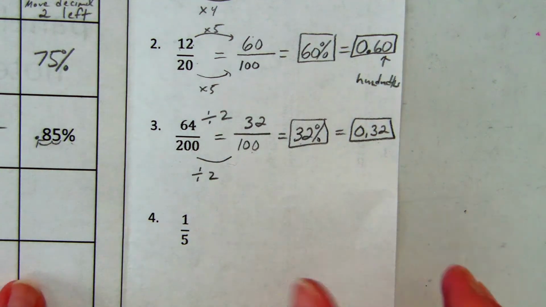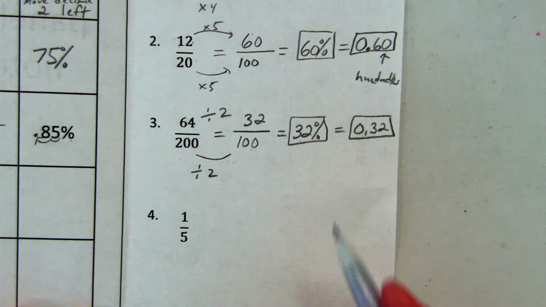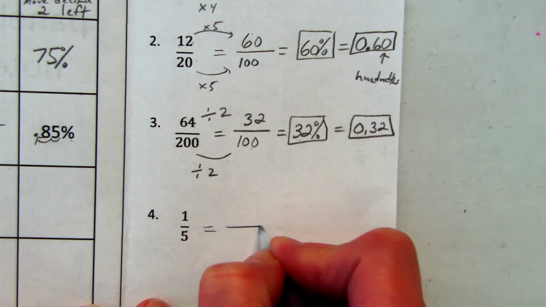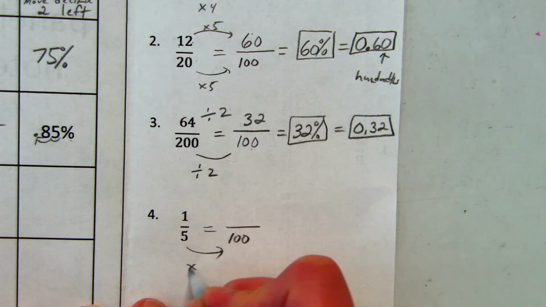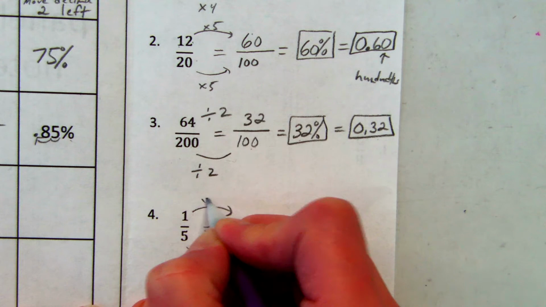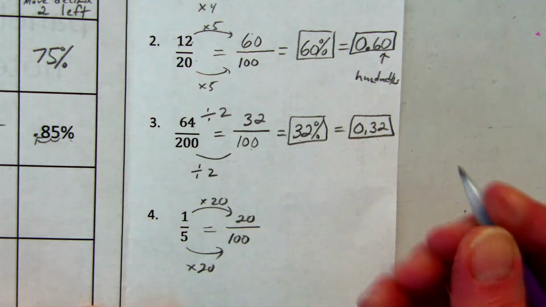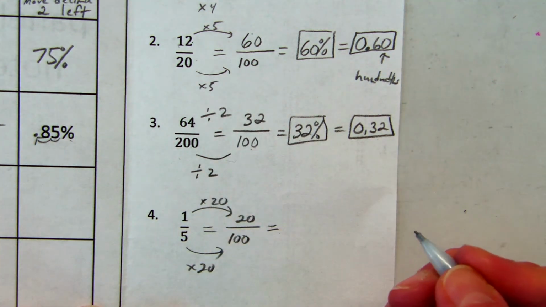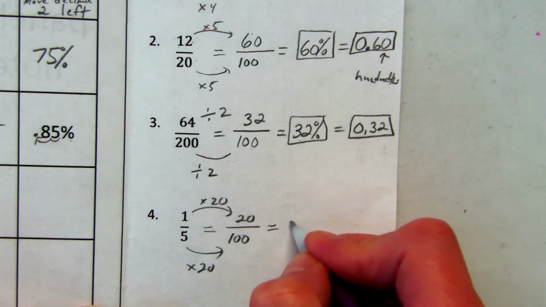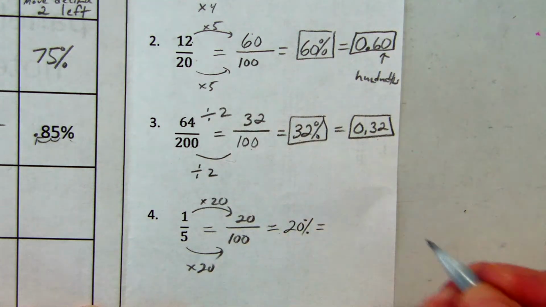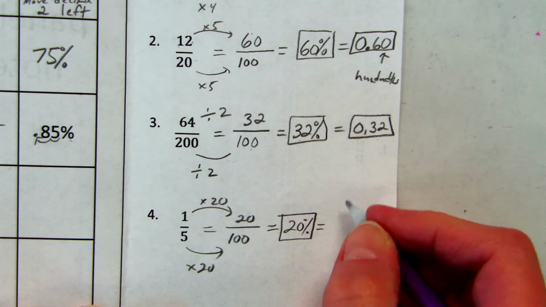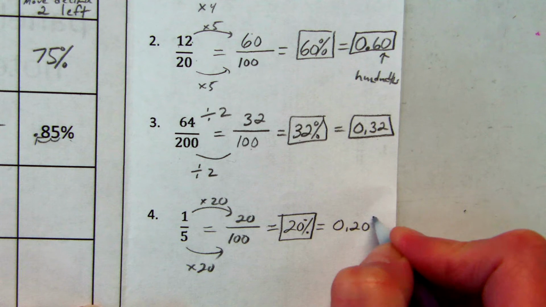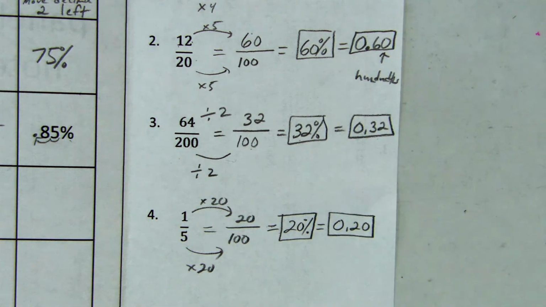Okay, so number 4, what would we do to get this out of 100? Multiply by 20. So I have to take 1 times 20, which would just be 20. What's the percent? 80%. And then what is the decimal? 0.20. Okay, so lots and lots of repetition there.